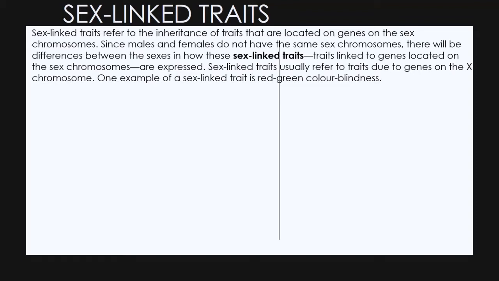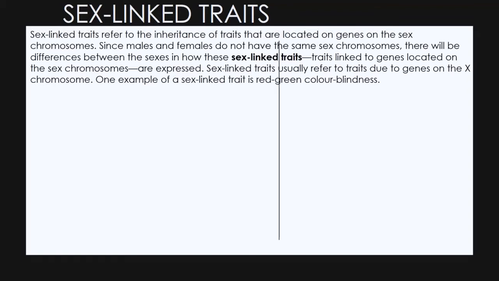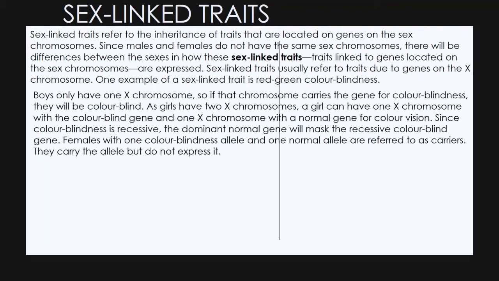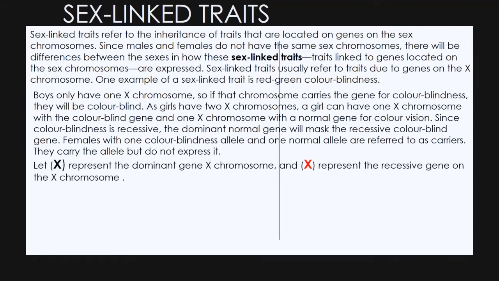Here, males and females do not have the same sex chromosomes. Boys only have one X chromosome. So if that chromosome carries a gene for color blindness, they will be colorblind. Girls have two X chromosomes. So a girl can have one X chromosome with the colorblind gene and one X chromosome with the normal gene for color vision, in which case the color blindness is recessive and the dominant gene will mask the recessive colorblind gene. So, as I said, let X represent the dominant gene, and I'm going to use a red X to represent the recessive gene on the X chromosome.